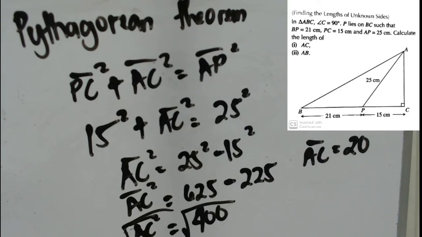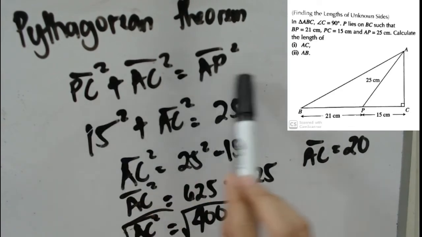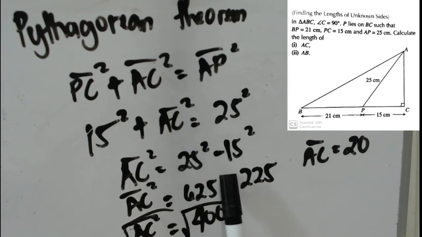To eliminate 15 squared, we subtract 15 squared on both sides. In other words, we just transpose it to the other side, and whenever we cross the equal sign, the sign becomes the opposite. This one is positive, and crossing the equal sign, it becomes negative. AC squared is now equal to 625 minus 225. Subtracting gives us 400, and to eliminate the square, we get the square root of both sides. Therefore, we are now sure that AC is 20.